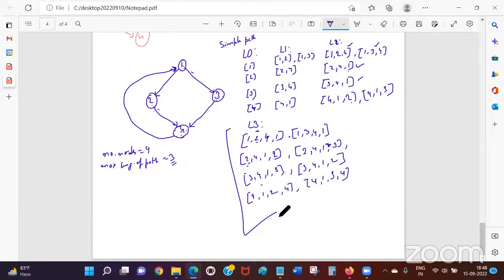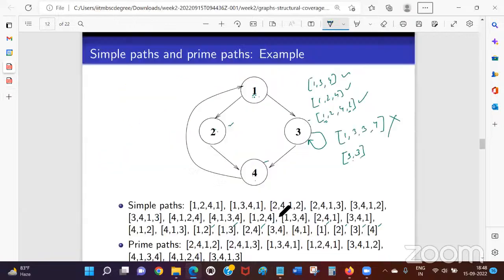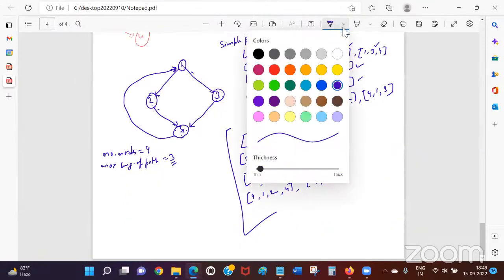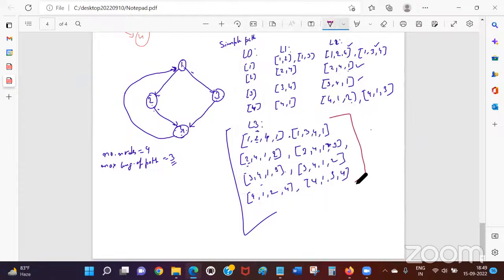The paths with maximum lengths are basically considered as prime paths. So in this case, these are the paths which have the maximum lengths, right? This is length 3, this is length 2, this is length 1, length 0. So what are your prime paths? Let us mark here. These are all simple paths with maximum length.